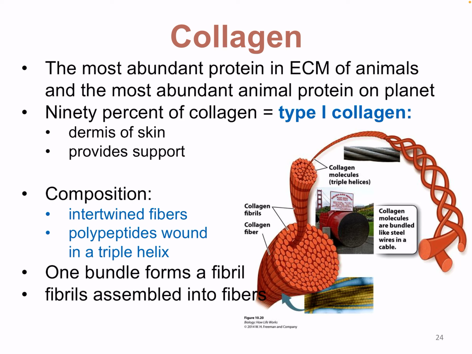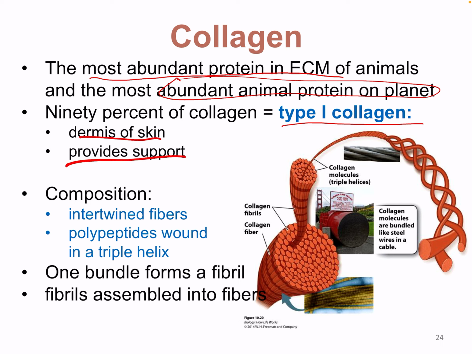Collagen is the most abundant protein in the extracellular matrix of animals and the most abundant animal protein on the planet. 90% of collagen is formed from type 1 collagen. There are several different types. An example would be type 1 collagen in the dermis of the skin, which provides support. Collagen is composed of intertwined fibers and polypeptides wound in a triple helix.